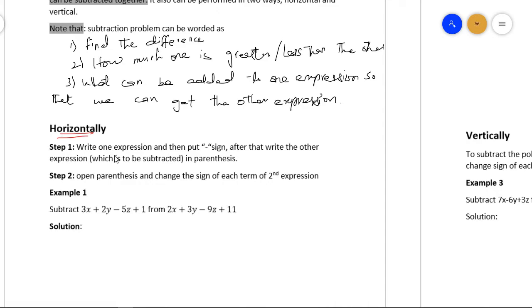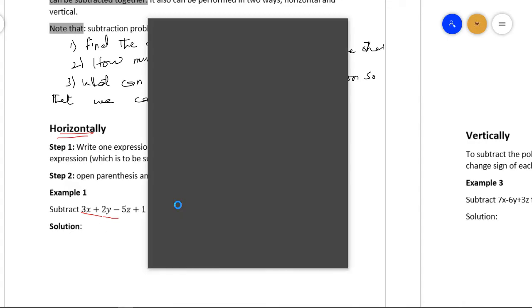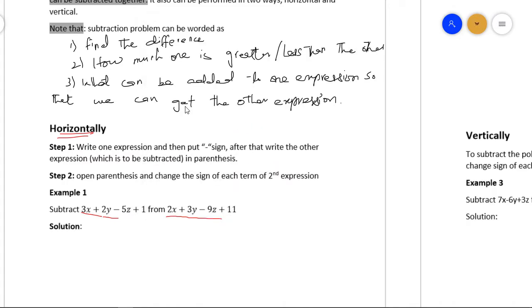What is the first step? It is to write one expression, then put a negative sign, and after that write the other expression which is to be subtracted. Look at the example. It states: subtract 3x plus 2y minus 5z plus 1 from 2x plus 3y minus 9z plus 11. It means we have to subtract the first polynomial from the second polynomial. So first we will write the second polynomial, and after that we will subtract the first polynomial from it. So let's start.